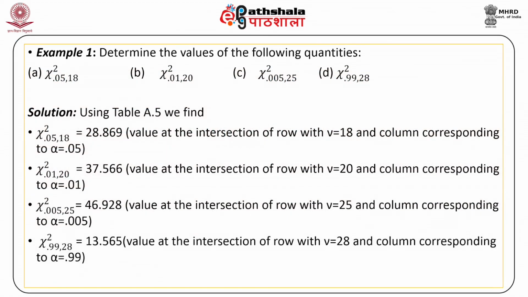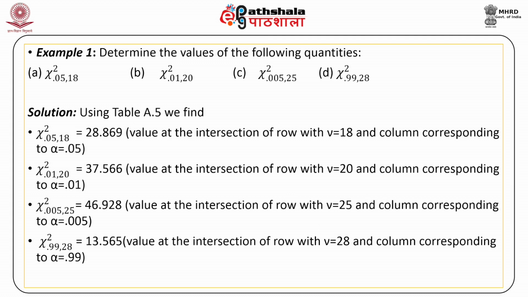Determine the values of the following quantities. First, for A, chi-square 0.05 comma 18, which means find out the value of chi-square for 18 degrees of freedom at 5% level of significance. B, chi-square 0.01 comma 20, C, chi-square 0.005 comma 25, and D, chi-square 0.99 for degrees of freedom 28. Let's find out the solution of all these four parts.